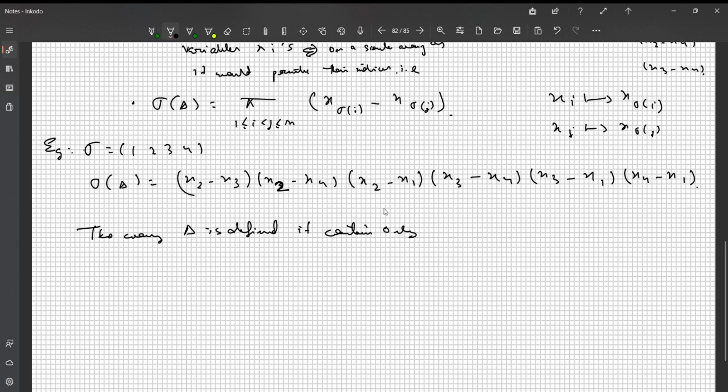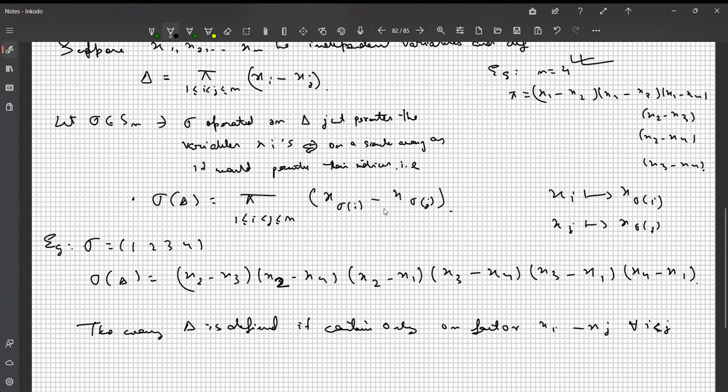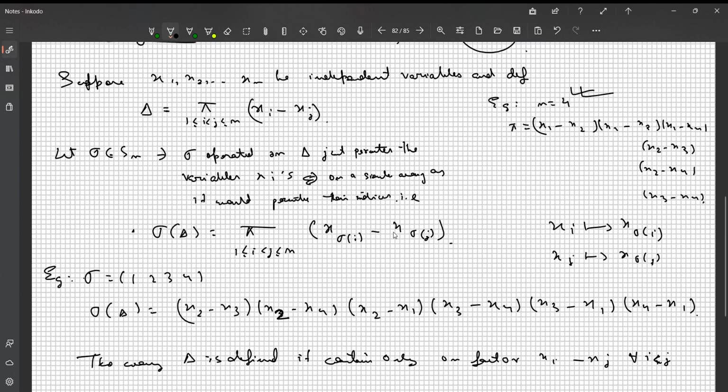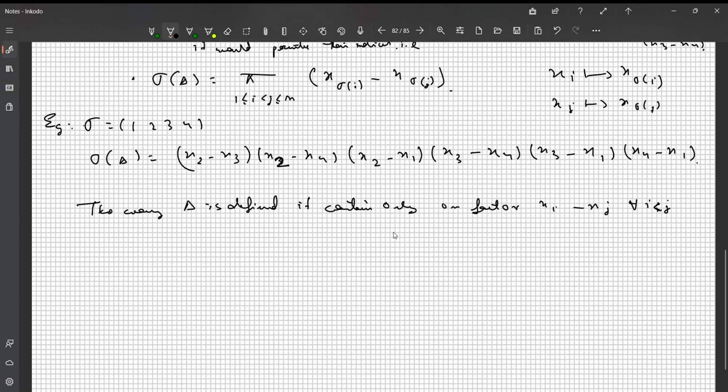Now, the way delta is defined, it contains only one factor xi minus xj for all i less than j, right? You have only one factor of the form x1 minus x2. You have only one factor of the form x2 minus x3. Clear? So delta has only one factor of the form xi minus xj.